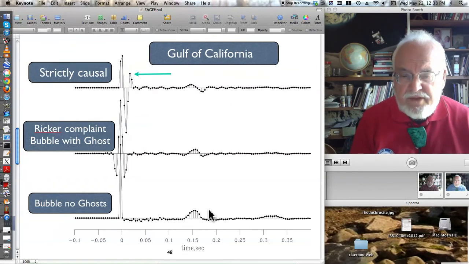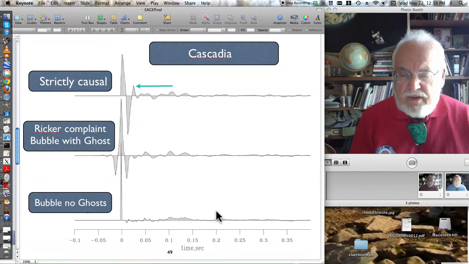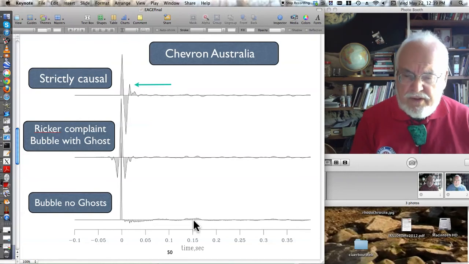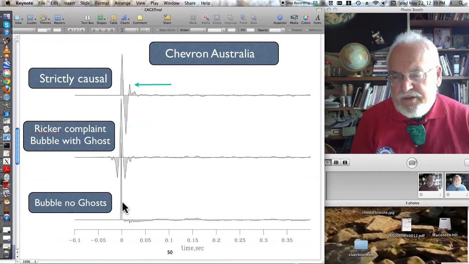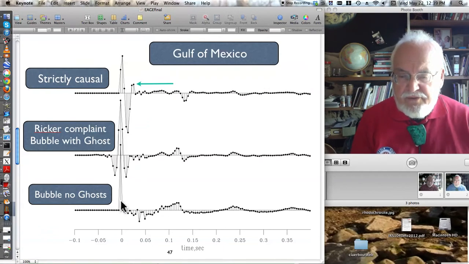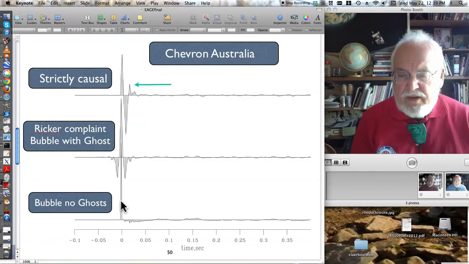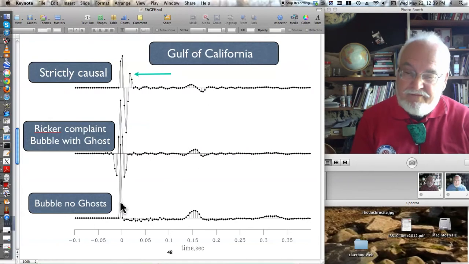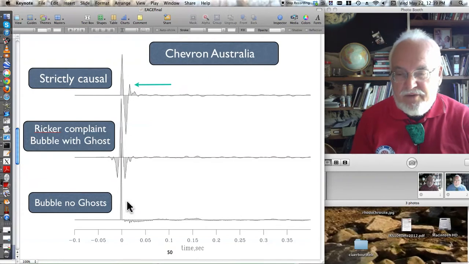It really looks nice here in the Gulf of California. At Cascadia, offshore Oregon, it looks like the bubble is a lot smaller, and in Chevron Australia, it looks like the bubble is a lot smaller. But it really isn't smaller. The problem is that the spike is a lot bigger because it has 200 hertz information in it, and here we only have 125 hertz information in this spike. So the 4 mil data seems to have bigger bubbles, and in reality the bubbles look large because the scaling is not accurate when you have this broad bandwidth. Okay, we'll get to see the examples on the real data.